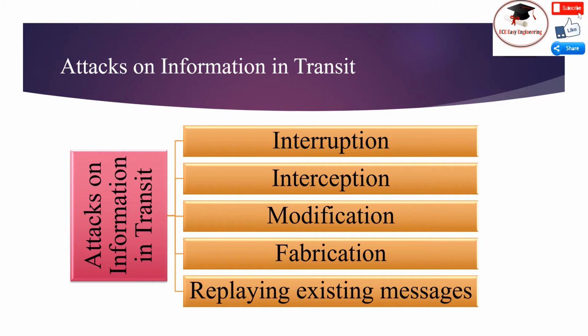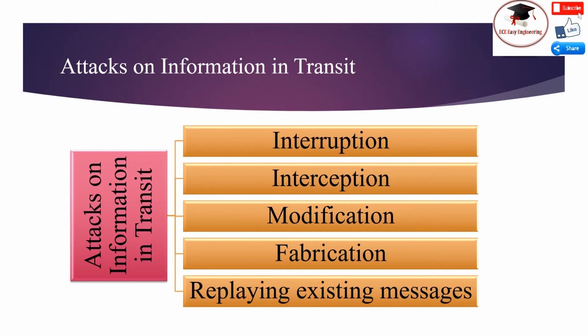Attacks on information in transit. In a sensor network, sensors monitor the changes of specific parameters or values and report to the sink according to the requirement. While sending the report, the information in transit may be attacked to provide wrong information to the base station or the sink. The attacks are interruption, interception, modification, fabrication, and replaying existing messages.